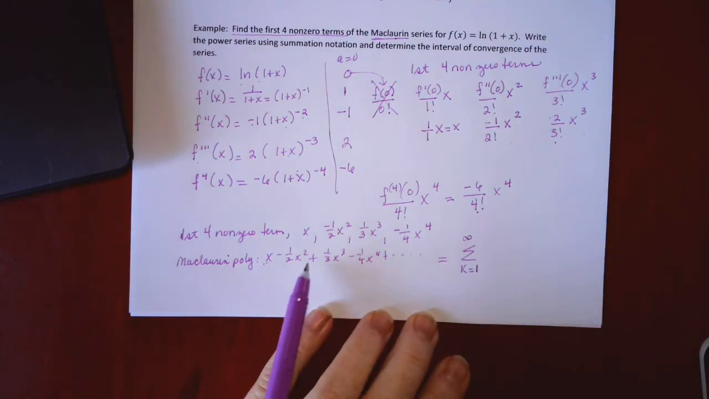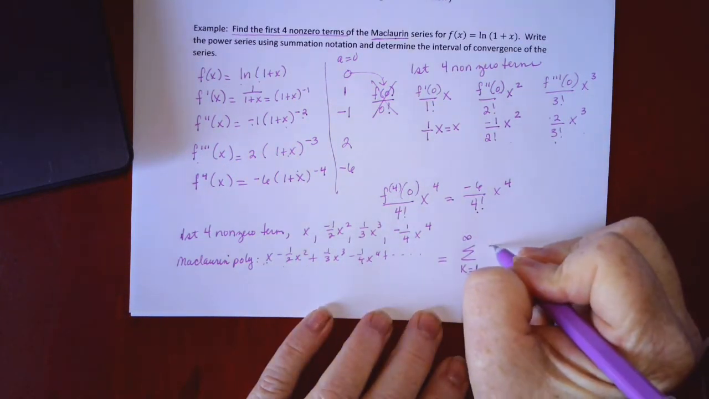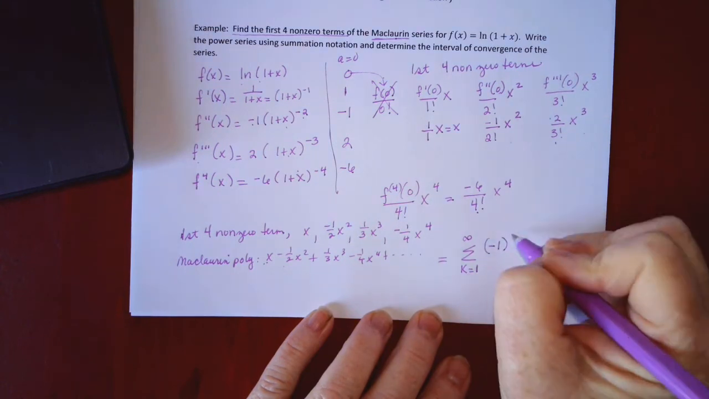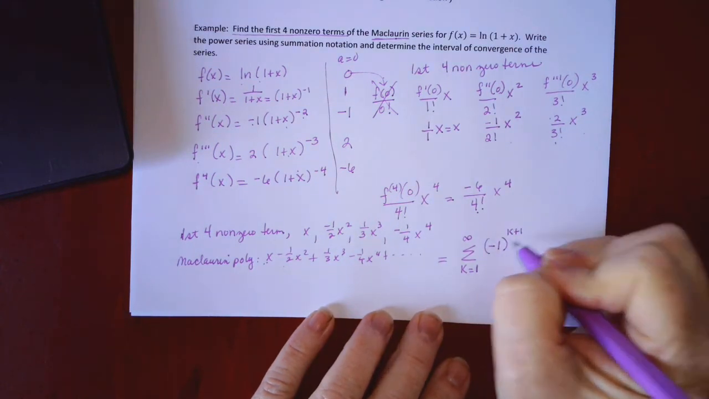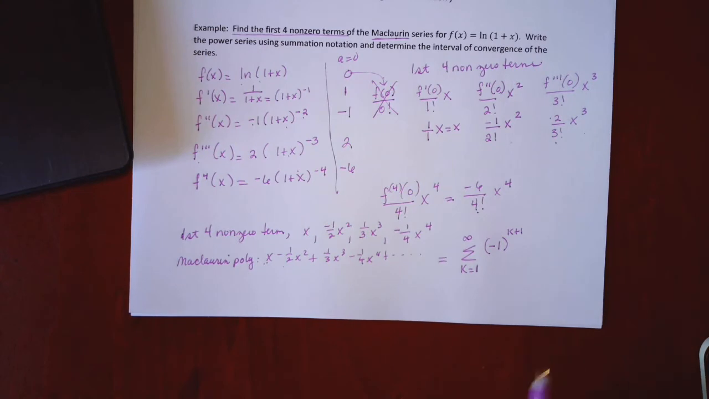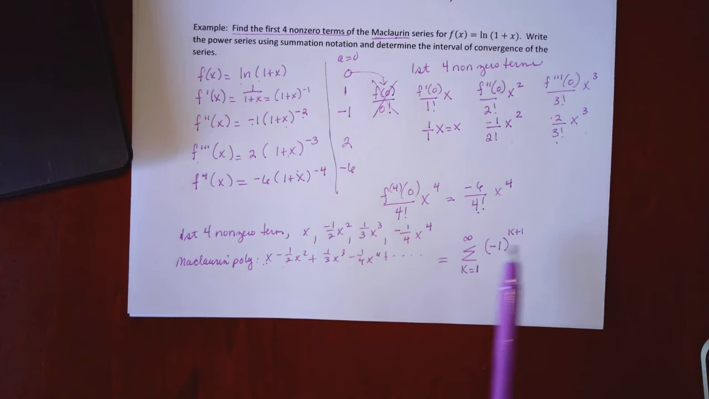The alternating part I'm going to write as negative 1 to either the k plus 1 or the k minus 1. Why couldn't I just use negative 1 to the k? Well, if my first term starts at k equals 1, if I just use negative 1 to the k, that would give me that my first term is negative. But it's not. It's positive. So I'm going to use negative 1 to the k plus 1.